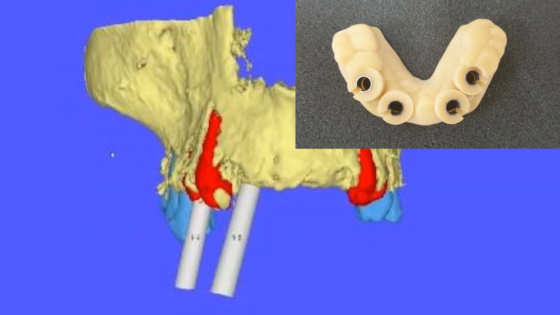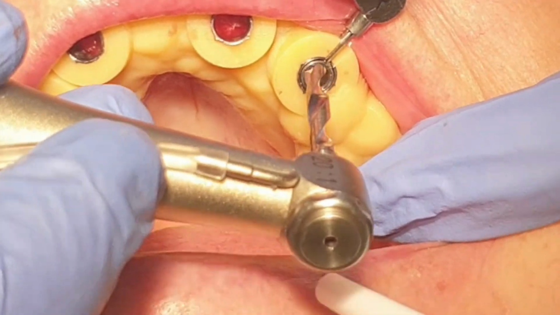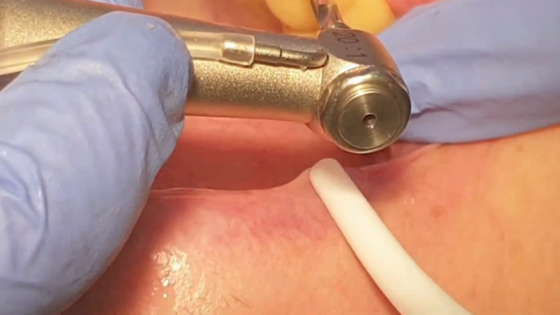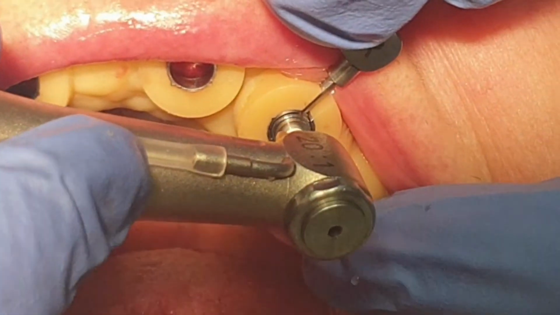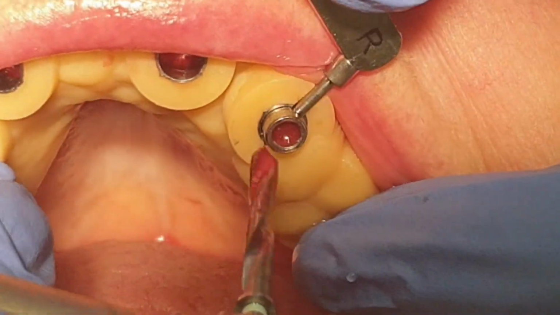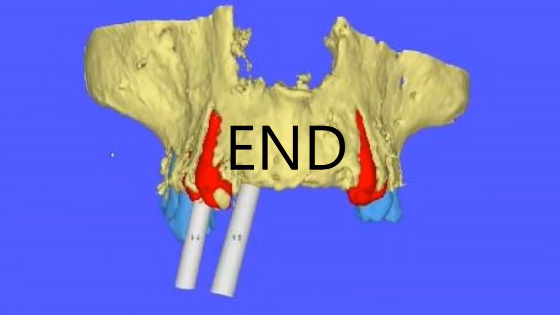At the end of this process, we're in a position to be able to send the file to a printer and have the template printed, which will be guiding our placement. In the next video you will actually get to see the template being used clinically to guide the drilling and osteotomy site preparation together with implant placement.